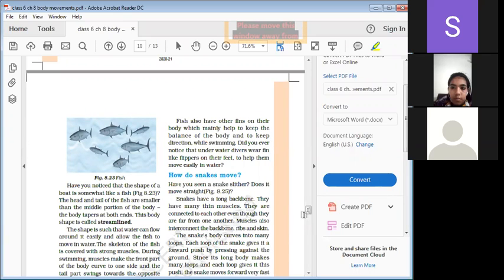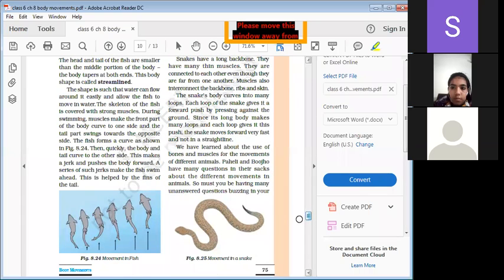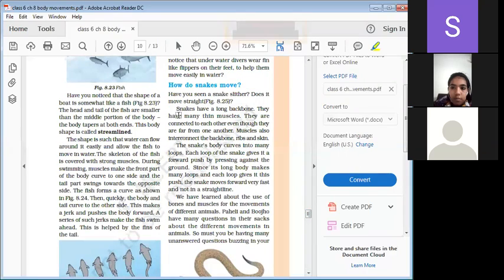हाउ डू स्नेक्स मूव? हैव यू सीन अ स्नेक स्लिदर? आप लोगों ने देखा होगा कि स्नेक कैसे चलता है. इट इज ऑल्सो शोन इन फिगर 8.25. देखो दीज कर्व्स, ऐसे लूप्स बना के चलता है या फिर पूरा गोल गोल हो जाता है, एकदम से बैठ भी जाता है पूरा मोड़ के अपने आप को. तो स्नेक्स क्या करता है, स्नेक स्लिदर्स ऑन द सरफेस ऑफ द ग्राउंड.